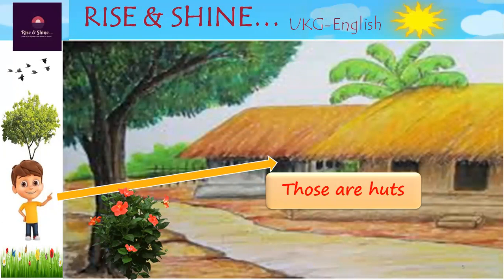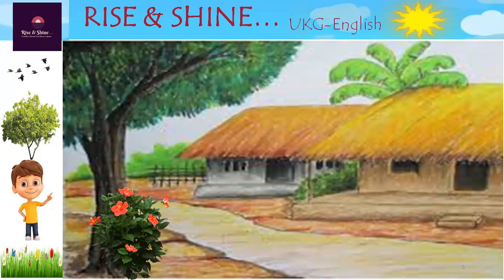So you understand? If the thing is near to you and one in number, use this is. If the thing is near to you and more than one in number, use these. If the thing is far from you and one in number, use that. And the thing far from you and more than one in number, use, sorry, those.